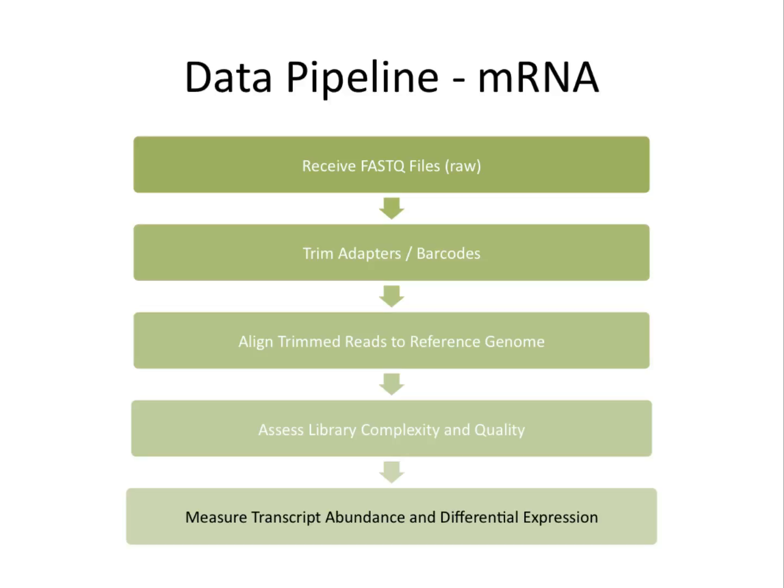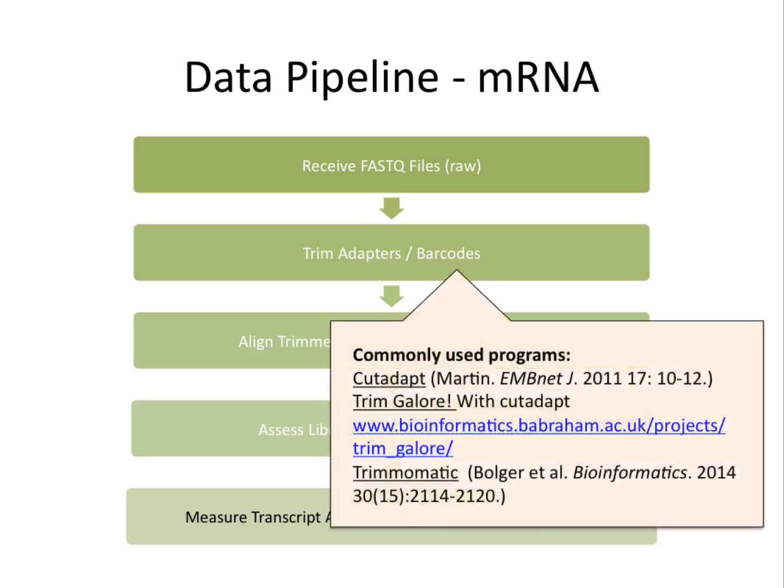Additional library QC includes looking at 3' bias to assess whether your sequence transcripts are intact or degraded. Once you're happy with the quality of your libraries, you'll then proceed with quantifying transcript abundance and then testing for differential expression between sample groups. Here are examples of commonly used adapter trimming programs.